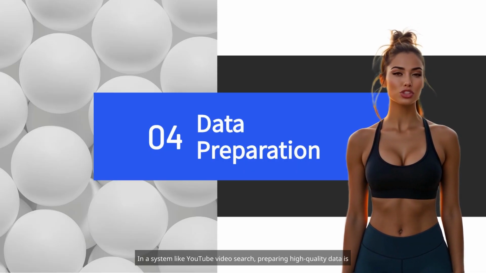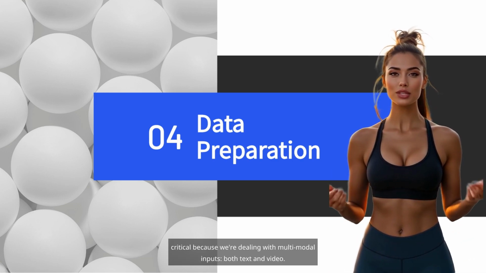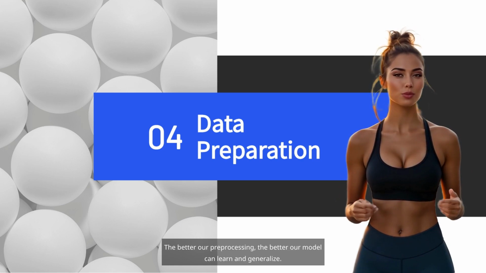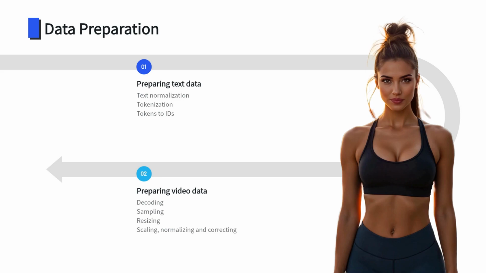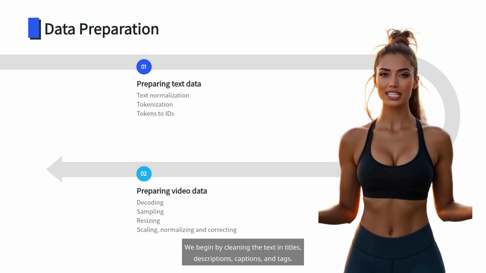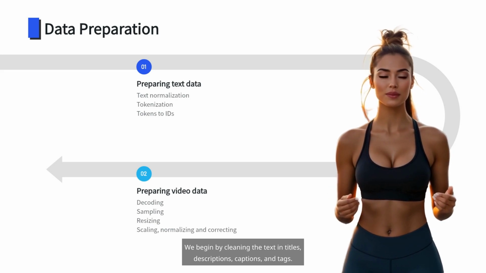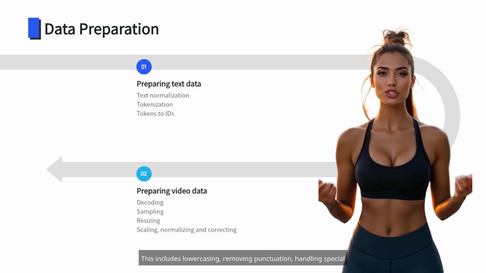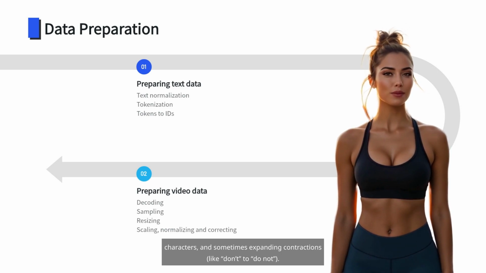In a system like YouTube video search, preparing high-quality data is critical because we're dealing with multimodal inputs, both text and video. The better our pre-processing, the better our model can learn and generalize. Preparing text data. Text normalization. We begin by cleaning the text in titles, descriptions, captions, and tags. This includes lowercasing, removing punctuation, handling special characters, and sometimes expanding contractions, like don't to do not.